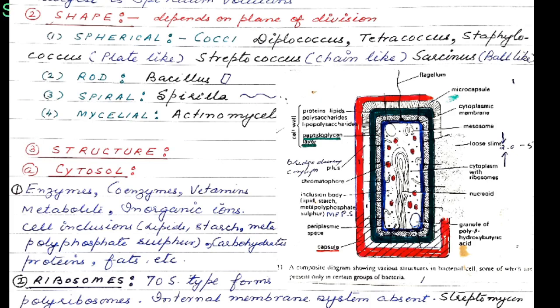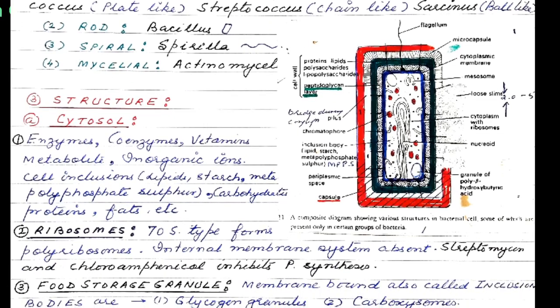So you can see in the picture that this is the cytoplasm with ribosomes, and the loose slime is part of this capsule. Then we have granules of poly beta hydroxybutyric acid. They are also membrane bound, but the membrane has a different composition. So this is about the structure of the bacteria. Now let us come to some theory.